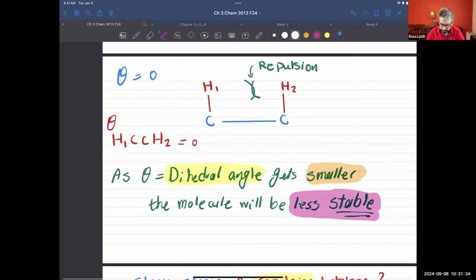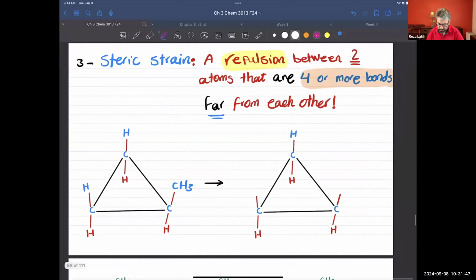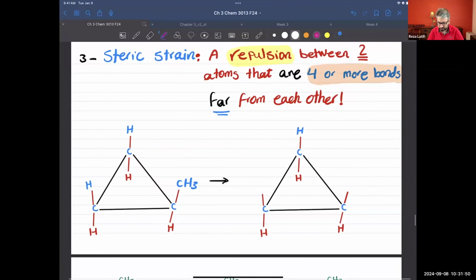Next. When we talked about it, we had only two atoms, 3 bonds far from each other. What will happen if there are 4 bonds far from each other, for example? This time there are 4 bonds between the two atoms, and in that case we will have repulsion between them. It doesn't mean the previous one did not have repulsion. We have repulsion again here, and the repulsion is going to be stronger.